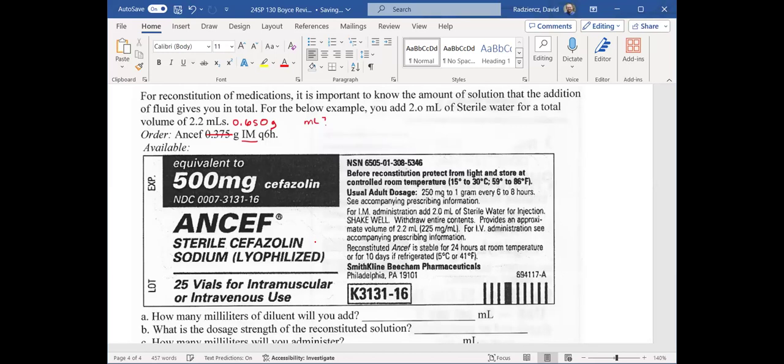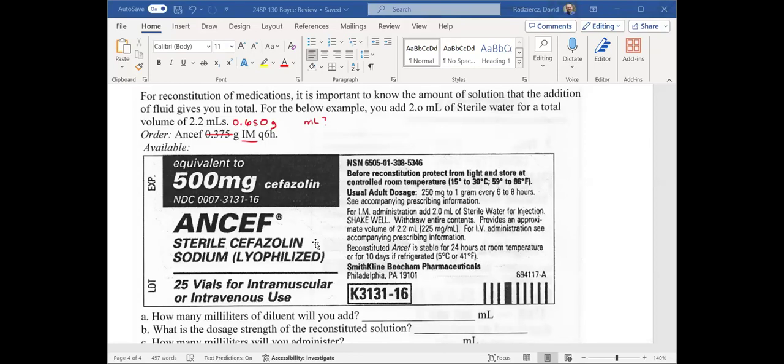IM and SC are all going to be mL based. I'm sorry, subcutaneous and intramuscular. Now IV can be mL, but IV can also be mL per hour, so you would be looking for a rate if that were the case.